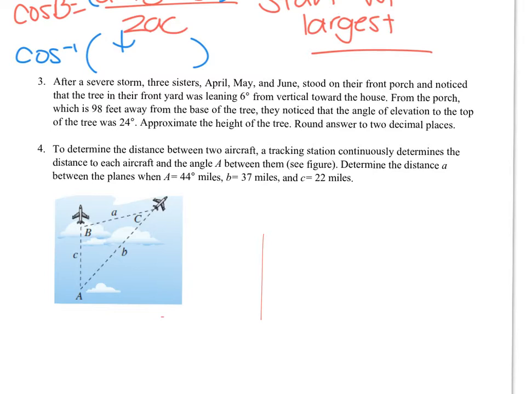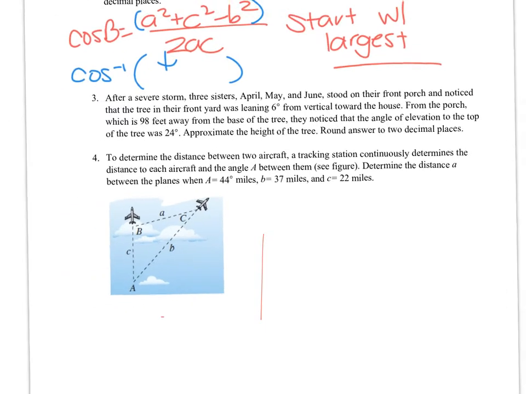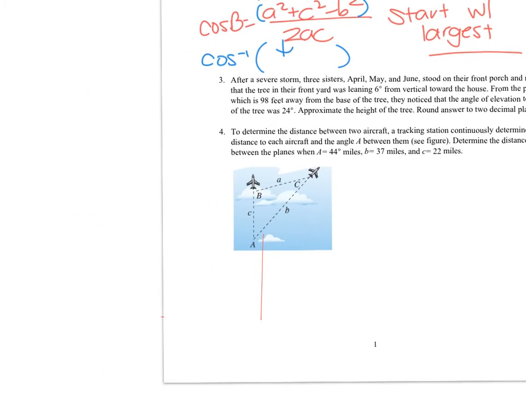So number 3 says, after a severe storm, 3 sisters stood in front porch and noticed that the tree in their front yard was leaning 6 degrees away from vertical. So if you're away from vertical and this is your house, this would be the tree. Away from vertical means it's an additional 6 degrees, right? So what's that angle? If it was vertical, it'd be what? 90 degrees.